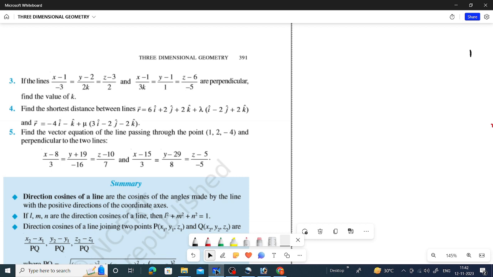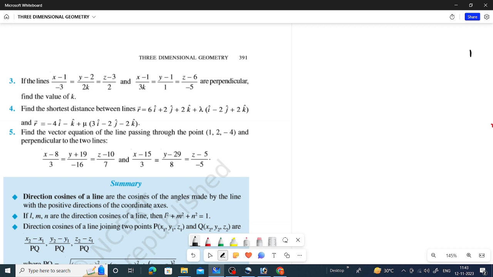Question number 3. If the lines x minus 1 by minus 3, y minus 2 by 2k, z minus 3 by 2, and x minus 1 by 3k, y minus 1 by 1, z minus 6 by minus 5. Both lines are given in standard form, so there is no need for rearrangement.